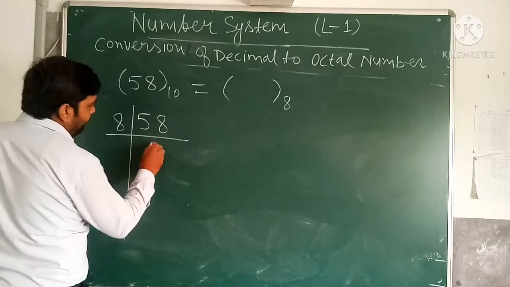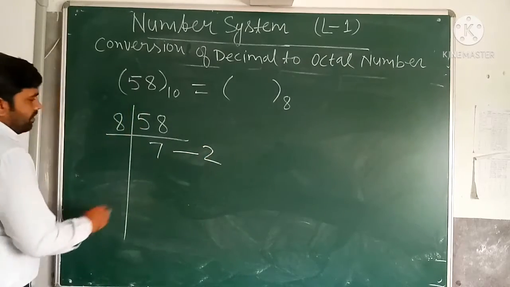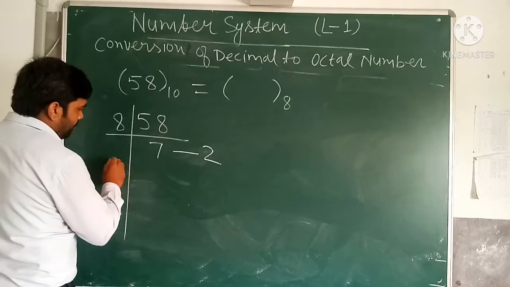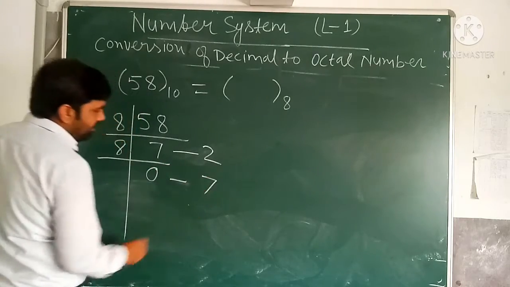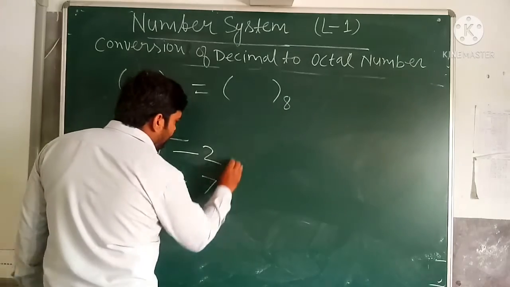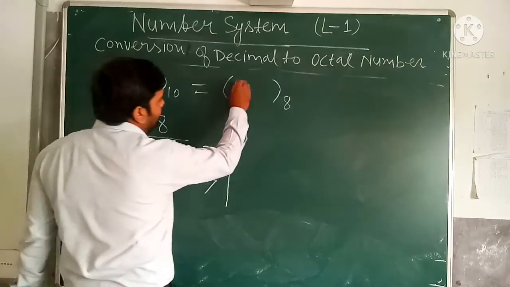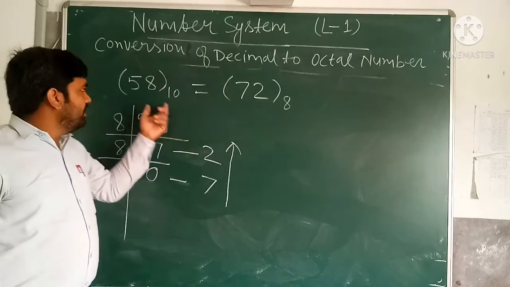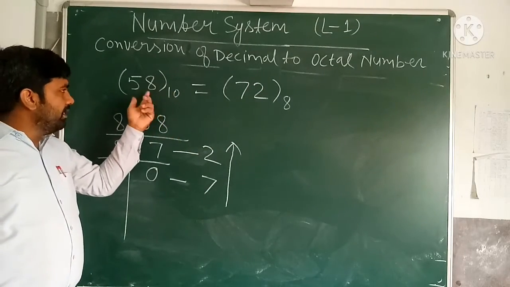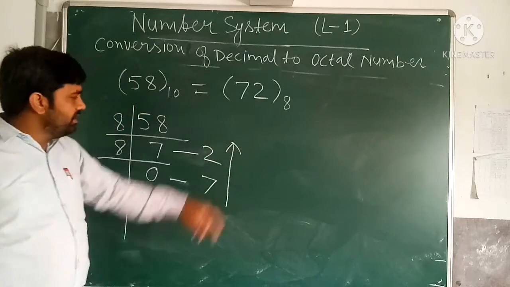Now 8 7s are 56. The remainder will be 2. Now 8 zeros are 0, so we divide again, and the remainder will be 7. From bottom to top we write the number: 7 2, 72. So the octal of 58 is 72. This 58 written in the decimal number system can be represented in octal as 72. Both values are the same.